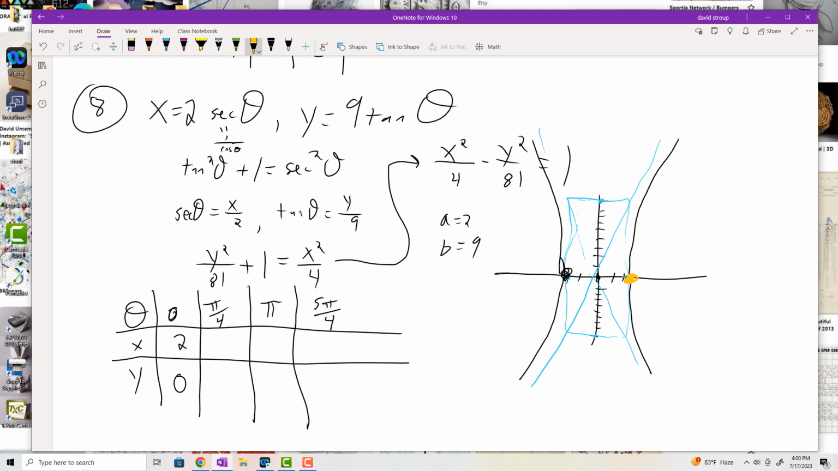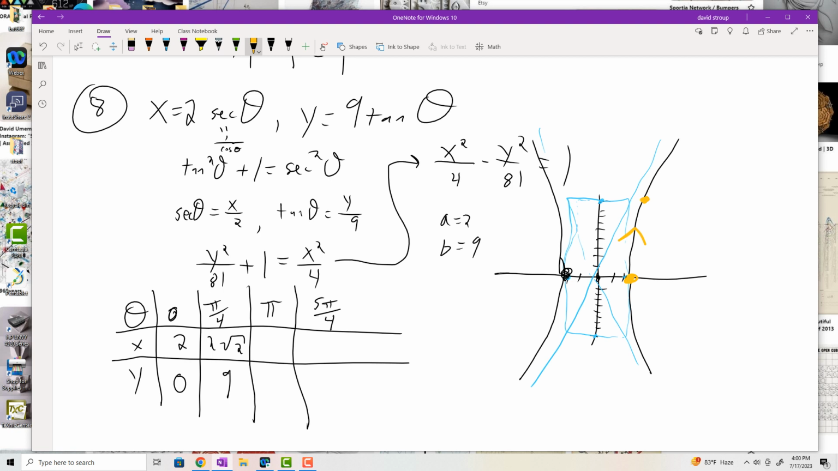And then pi over 4. Secant of pi over 4 is going to be root 2, so this will be 2 root 2. And then tan of pi over 4 is just 1, so this would be 9. So I go 2 root 2 and then up 9. I did have 9 tick marks on my axis, so probably about right there. And that tells me the orientation is going up on that branch. Then you've got to do the other branch. It's not normally going to follow that you're going down on the other branch. You probably wouldn't have known that if you had not done the experiment, this table.